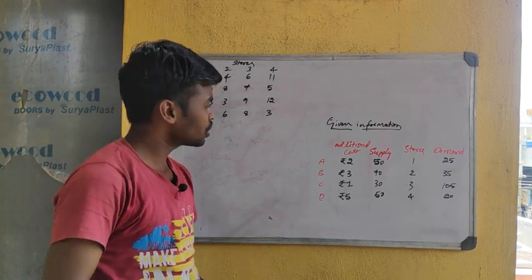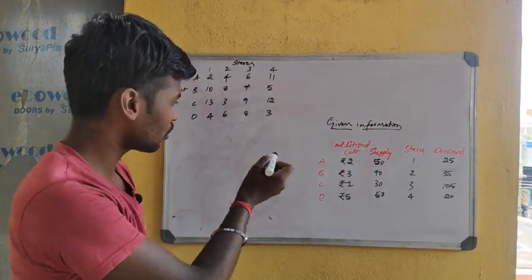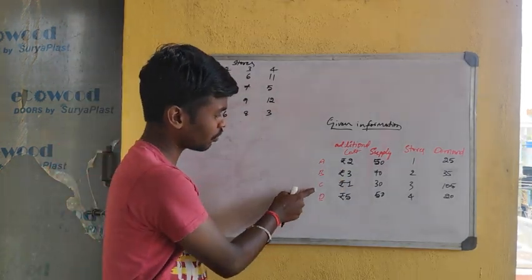So this is the given information. It was written like this. This is for the second problem. Okay, so once you cross verify, there are 4 factories given.